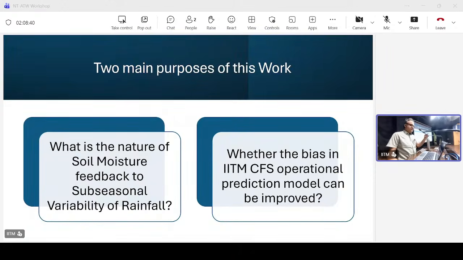So in this particular work, as you see, IITM is trying to implement better land surface processes in order to exploit this predictability. So again, I am starting with the question: what is the nature of soil moisture feedback to the subseasonal variability of rainfall? But as you know, in IITM we are also trying to improve our forecast skills, whether this forecast skill will be based on the operational model, which is the NCEP CFS. So this understanding can improve the forecast skill in the model.